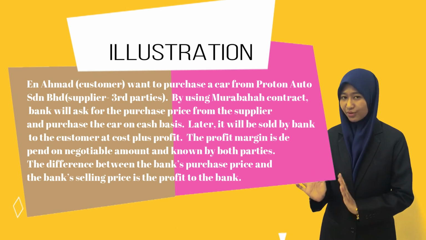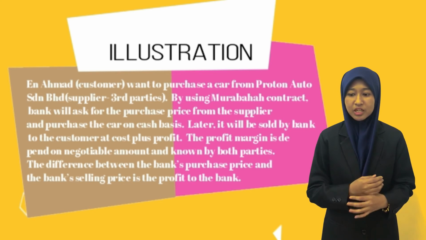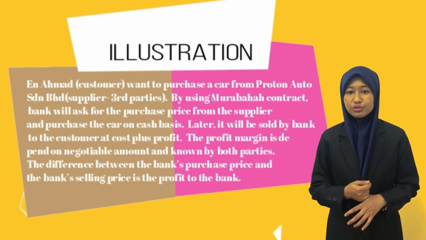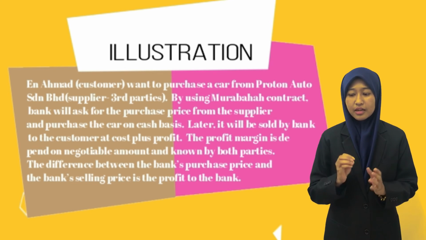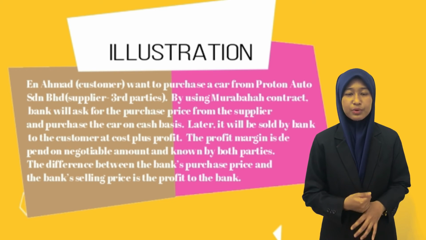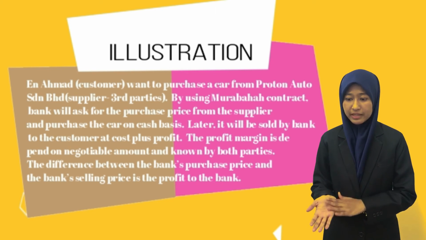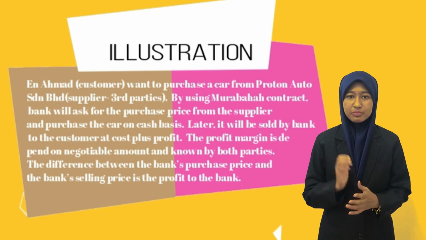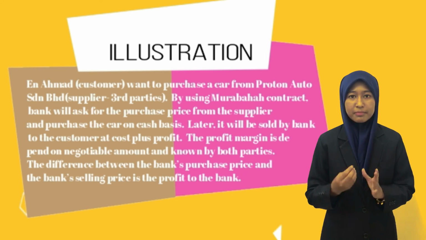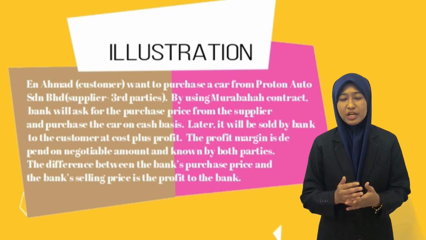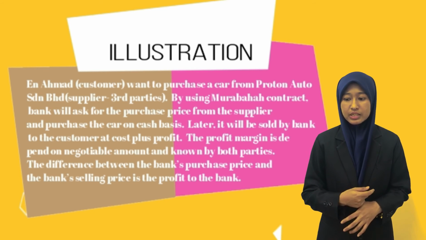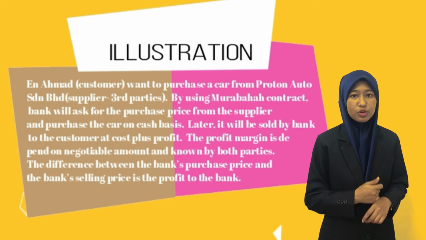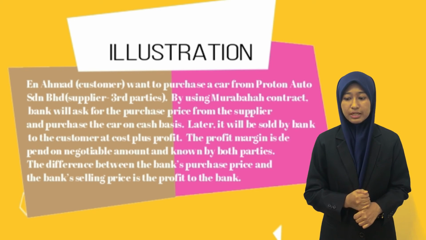It can be illustrated as follows. Encik Ahmad, a customer, wants to purchase a car from Proton Auto Sdn Bhd, which is the supplier. By using a Murabahah contract, the bank will ask for the purchase price from the supplier and purchase the car on a cash basis. Later, it will be sold by the bank to the customer at cost plus profit. The profit margin depends on the negotiated amount and is known by both parties. The difference between the bank's purchase price and the bank's selling price is the profit to the bank. So, you can see the illustration below.